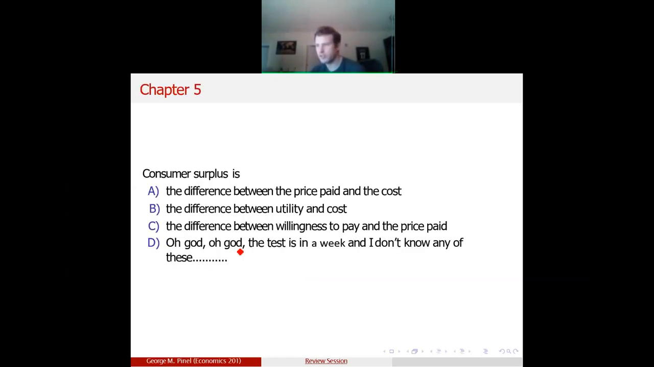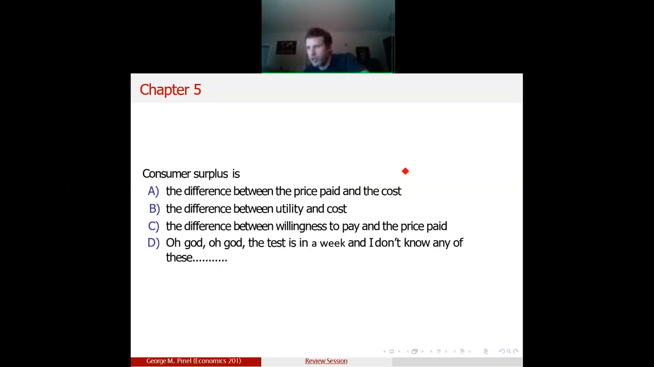All right, cool. That's it for the shifters. Next up, we have consumer surplus. So this is just a definition. You should be able to answer this without really thinking. So consumer surplus, is it the difference between price paid and the cost?